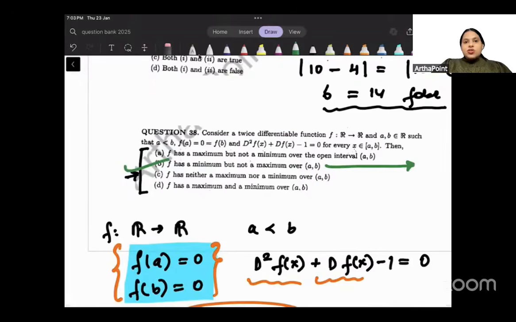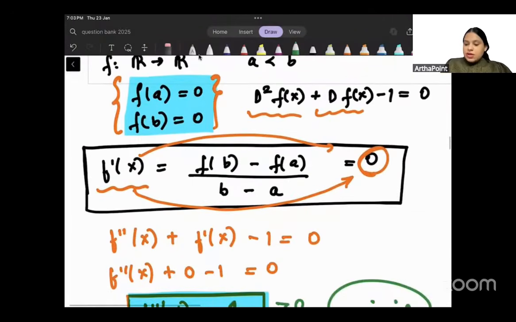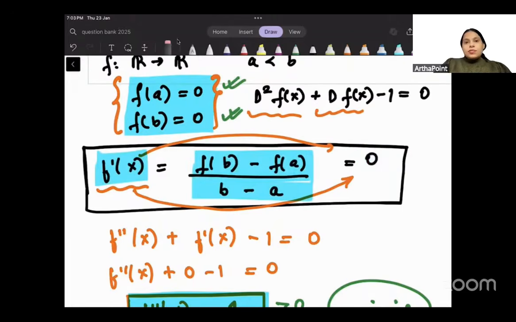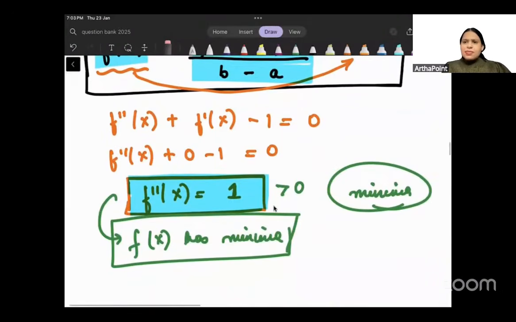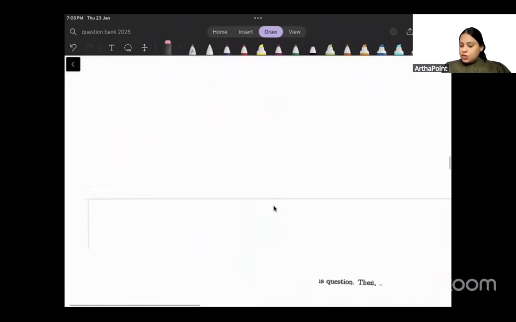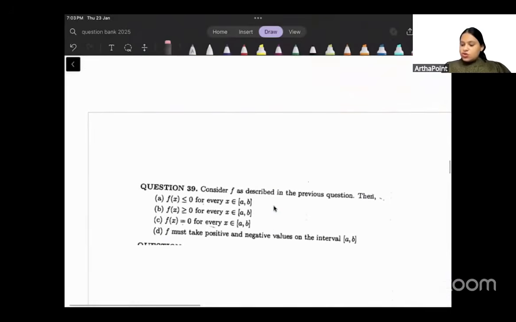How was f dash x 0? Because of usage of the theorem that when f of a and f of b are both equal to 0, then f dash x can be written as f of b minus f of a upon b minus a, which is equal to 0. Okay. So answer would be that the function has a minima. Maxima का condition यहाँ दिख नहीं रहा है. So the function has a minima and therefore answer would be B. Okay, go ahead, give this question a try.